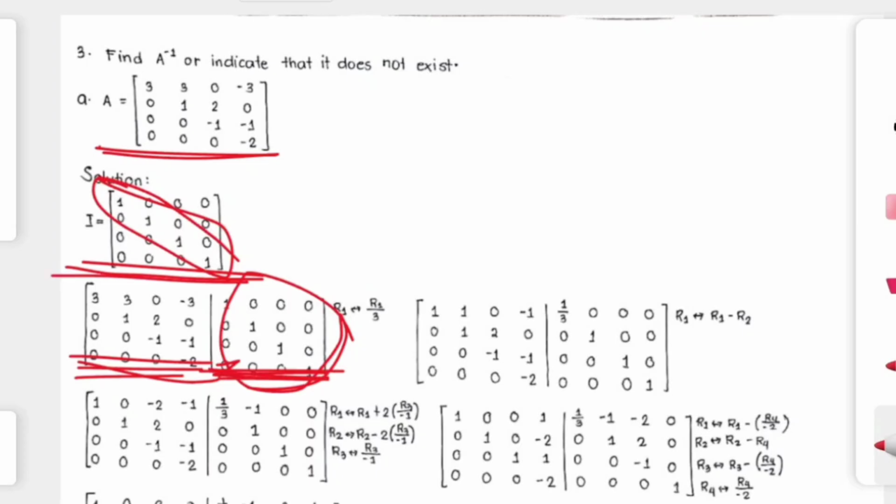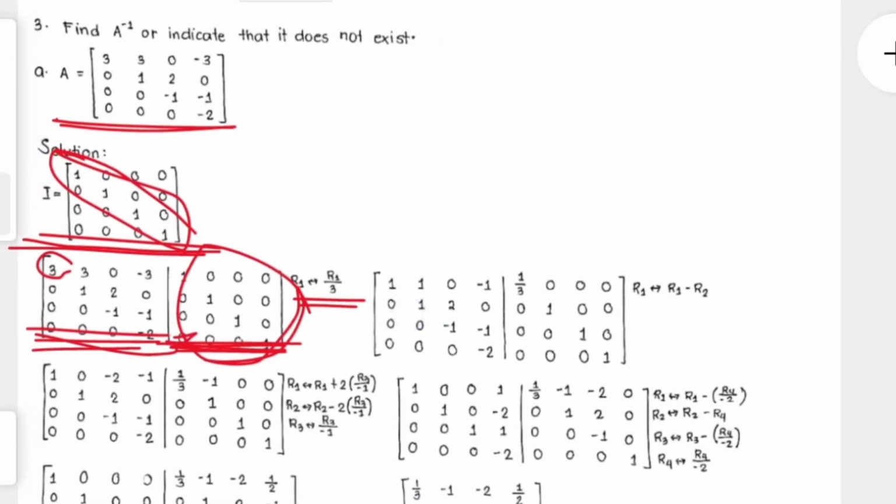So for us to start, since we have here the 3 in row 1, column 1, we want to establish here for the next matrix to be 1. So how to make this 3 to be 1? We have r sub 1 equals r sub 1 over 3. It will follow for all the values of row 1 that we have here. So r sub 1 over 3.